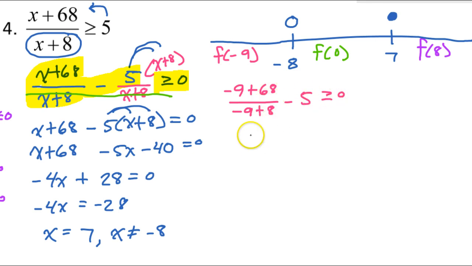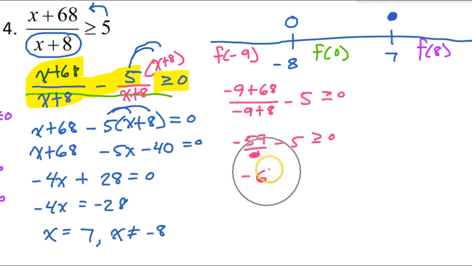So that's going to make 59 over negative 1. So this is really negative 59 minus 5. So this is negative 64. Is that greater than or equal to 0? No. It is not. So I will have no solutions in the first interval.